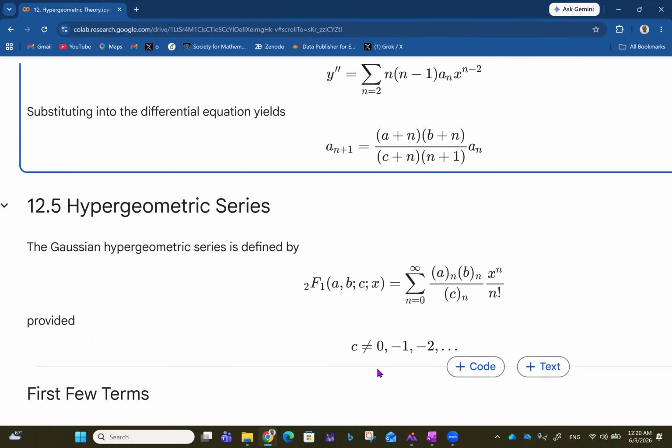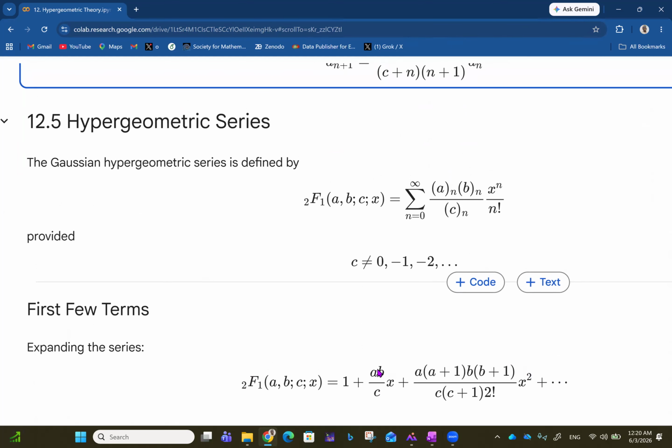So c is non-zero and it is positive. That's the idea here. So c is not equal to 0 downwards. So c has to be from 1 upwards, basically. And then we can get the first few terms in that case.